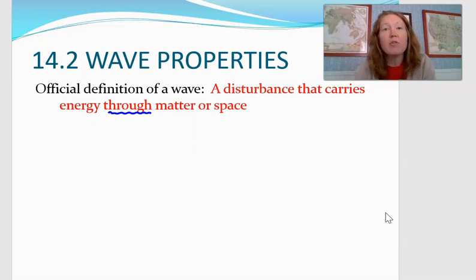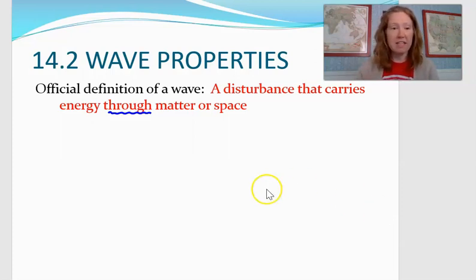Okay, so a wave in physics is just a disturbance that travels through matter or space. If you ever see a question like, what is a wave made out of? That is a trick question, because a wave isn't made out of anything. It's just energy that's being transferred or transmitted through space.